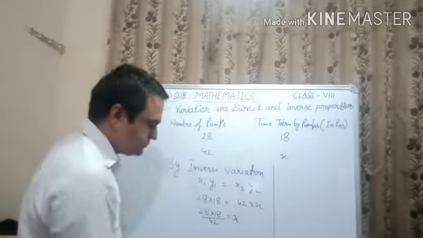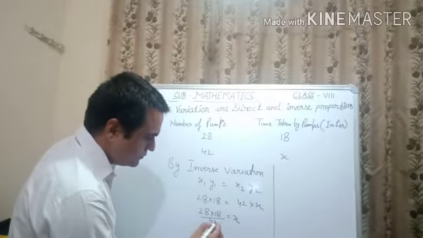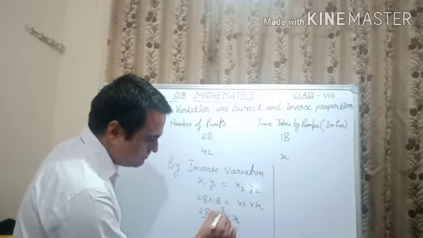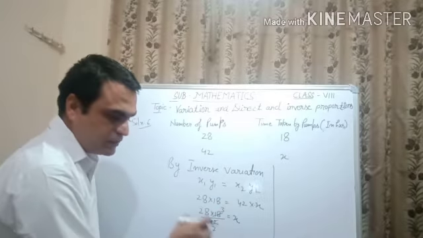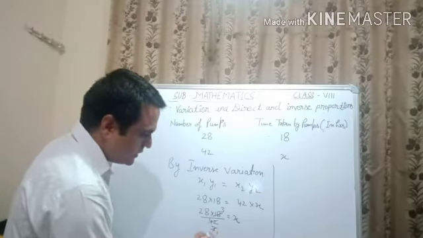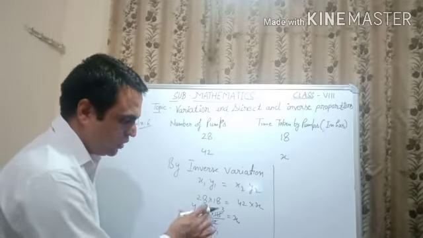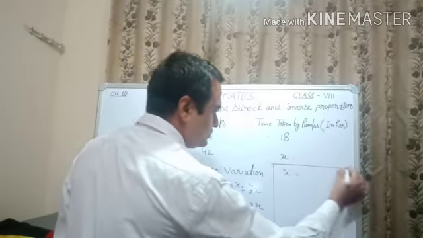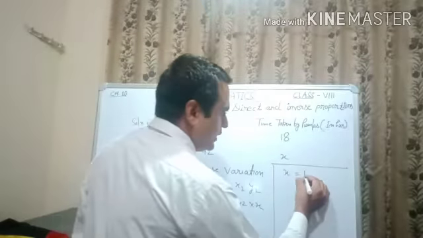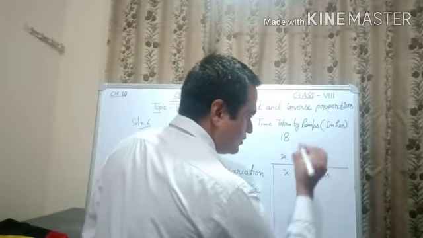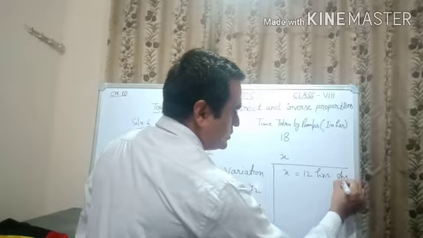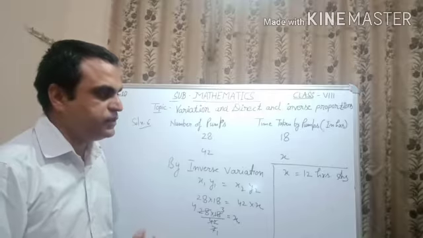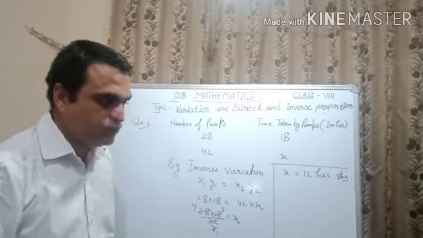I simplify here by cutting. 6 3s are 18 and 6 7s are 42; 7 1s are 7 and 7 4s are 28. Now we multiply these numbers. Now we get x equals 4 3s are 12. This is our answer. It means if we take 42 pumps, then 42 pumps can empty the reservoir in 12 hours. Now we move to our next question.